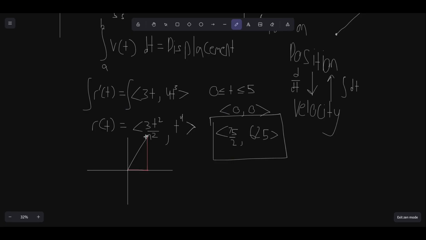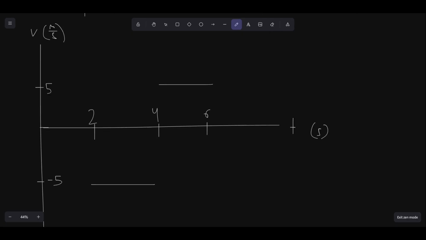Or this can generalize. If this was a velocity vector instead, and you wanted to find the magnitude of the velocity vector, then it's the same concept. So sometimes you might be asked for a physics quantity, like the magnitude of an acceleration vector or magnitude of a velocity vector, and then it's just the same idea.